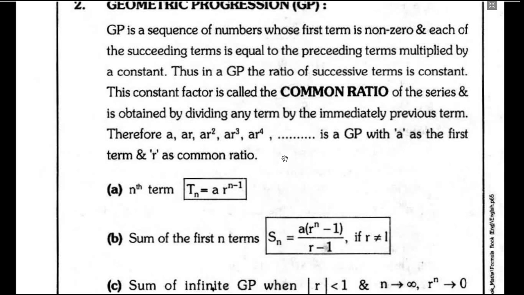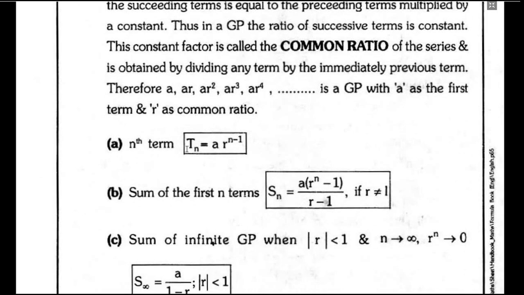So this is the sequence of GP: a, ar, ar square, ar cube, where a is the first term and r is the common ratio. And the nth term of GP is given by Tn equal to a into r to the power n minus 1. You can see here r to the power 0, r to the power 1, r square means third term, r square means 3 minus 1.